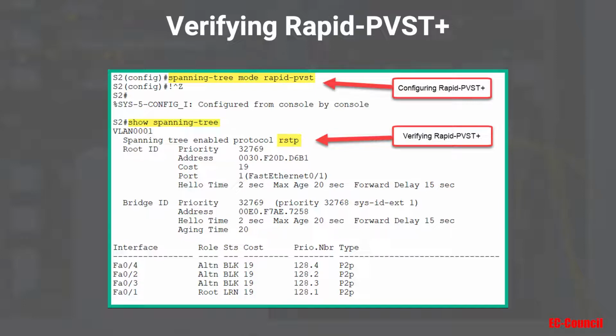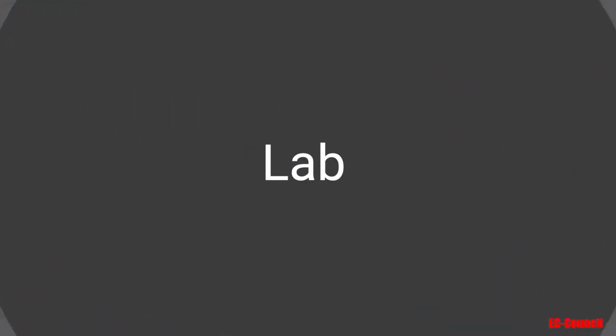RSTP is the open standard protocol, but Cisco devices use PVST Plus by default, and once you turn on Rapid-PVST Plus, you will see RSTP here, but in reality, it is actually Rapid-PVST Plus that is enabled. So now that we have an idea how to actually configure Rapid-PVST Plus and portfast, let's do a lab.